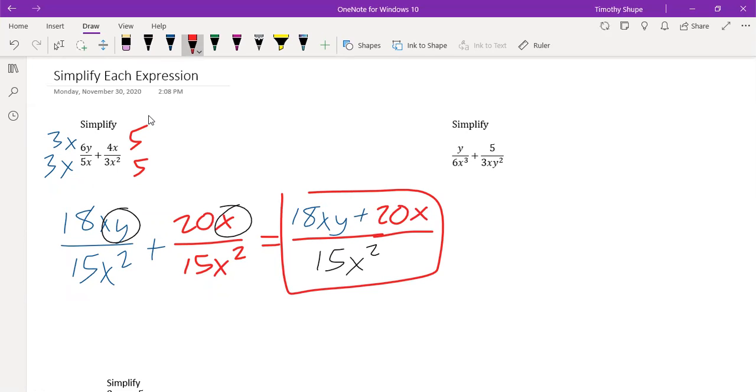So we found a common denominator by ensuring that we had the exact same factors in each one of those denominators. Once we had those, we could go ahead and combine any like terms up in the numerator and leave the denominator as it is.